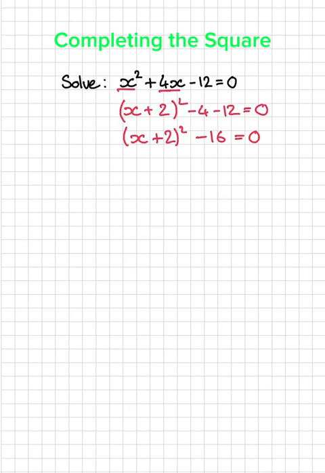So what we're going to do is add this 16 to both sides, so we get x plus 2 all squared is equal to 0 add 16, which is 16. We're then going to square root both sides, so we'd have x plus 2 is equal to plus or minus the square root of 16. The square root of 16 is 4, so we'd have x plus 2 is equal to plus or minus 4.